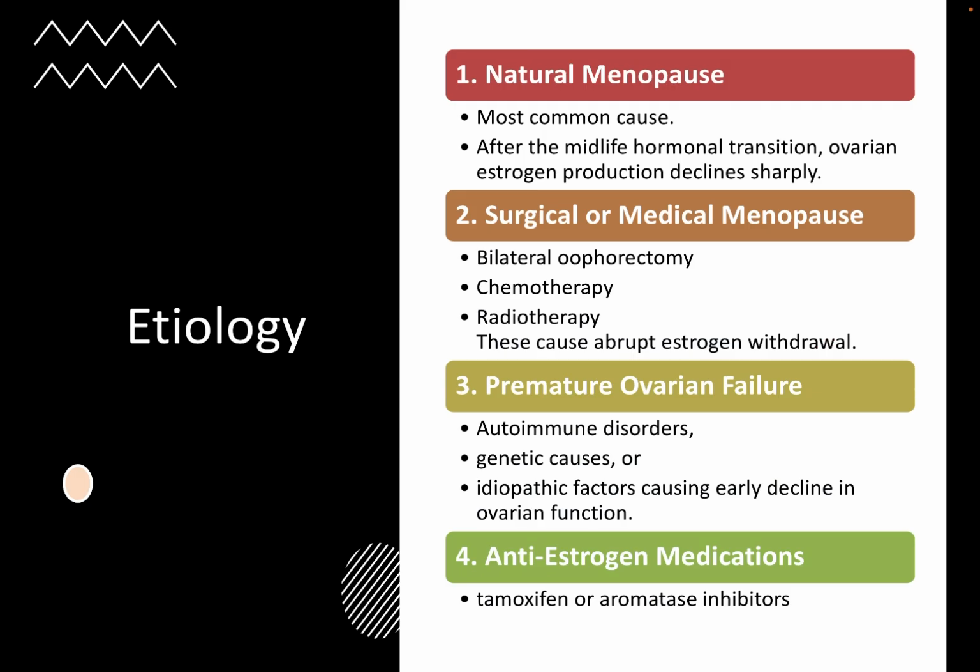So, what is the etiology? First is natural cause, then surgical or medical menopause, then premature ovarian failure, then anti-estrogen medications. Natural menopause is the most common cause. After the midlife hormonal transition, ovarian estrogen production declines sharply.